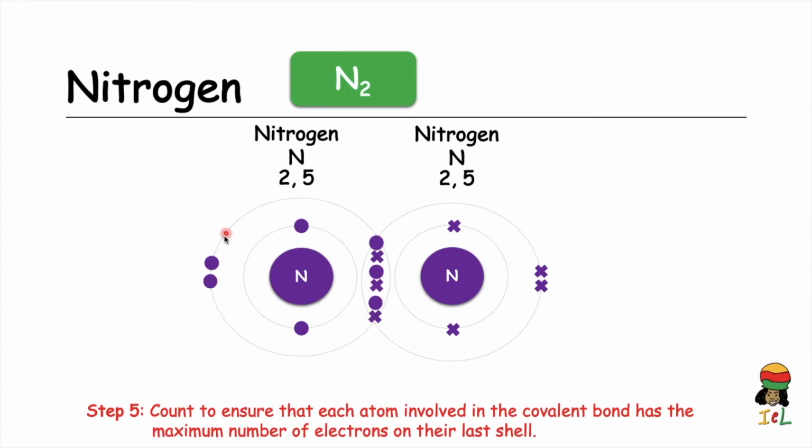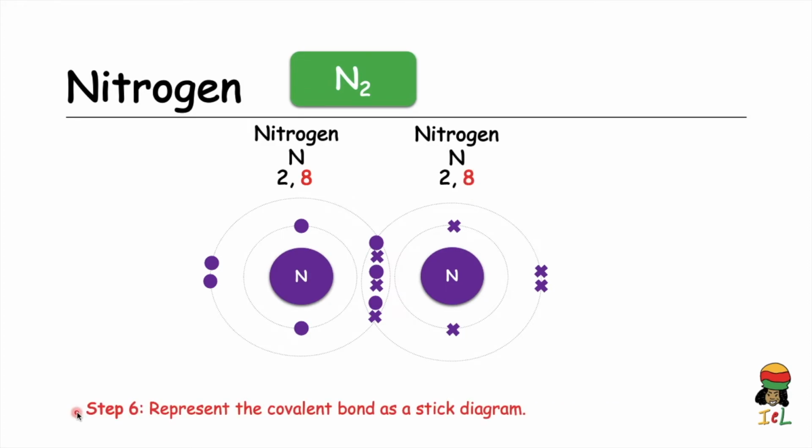Starting with the nitrogen on the left, 1, 2, 3, 4, 5, 6, 7, 8 electrons. So the first nitrogen atom now has a maximum of 8 electrons on its shell, resulting in the stable electron configuration of 2, 8. We do the same for the second nitrogen atom, 1, 2, 3, 4, 5, 6, 7, 8 electrons. So the second nitrogen now has 8 electrons instead of 5 and has achieved a stable electron configuration of 2, 8. Step 6, represent the covalent bond as a stick diagram.